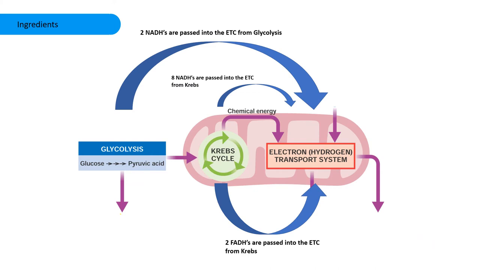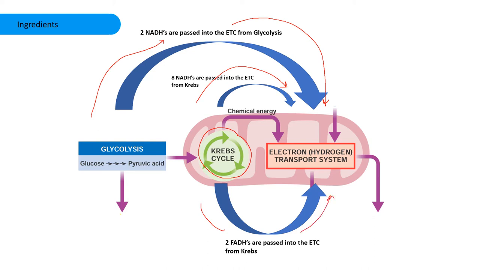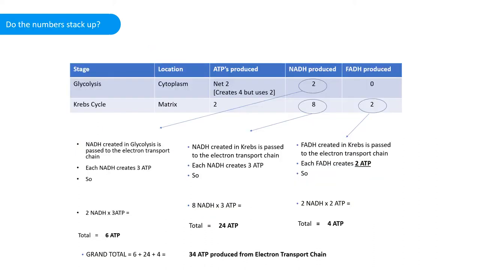So here's a bit of a pictorial view. From glycolysis, what we've got here is the 2 NADHs passed into the electron transport chain, and here in Krebs cycle you've got 8 NADHs passed into the electron transport chain and 2 FADHs passed into the electron transport chain. That's where the magic happens. That's where your 34 ATP gets made, and that's where your 2, and that's where your 2. Grand total 38. Clear as crystal.